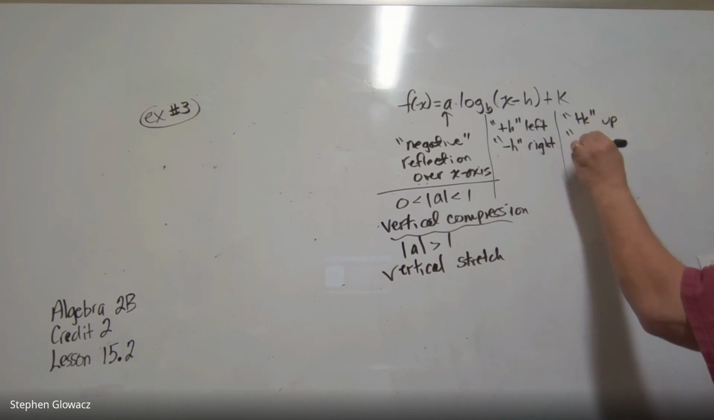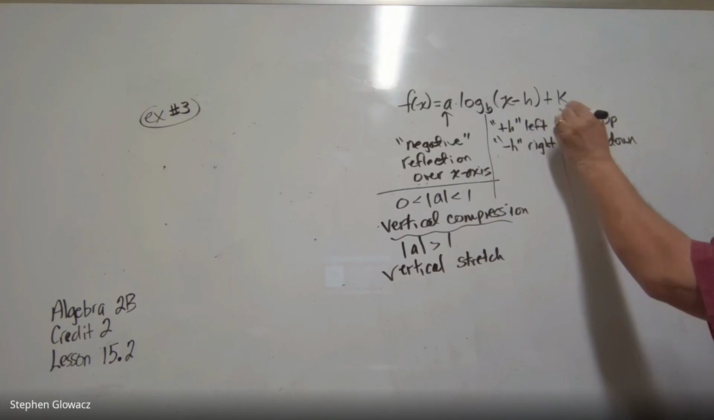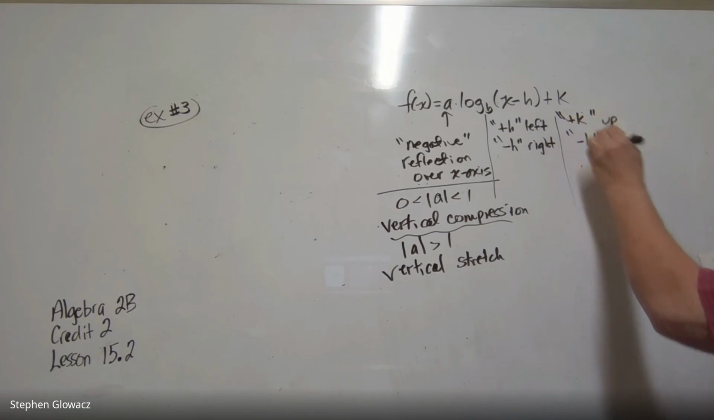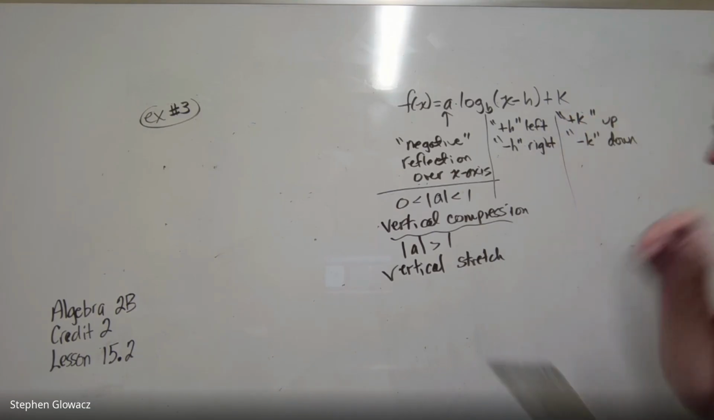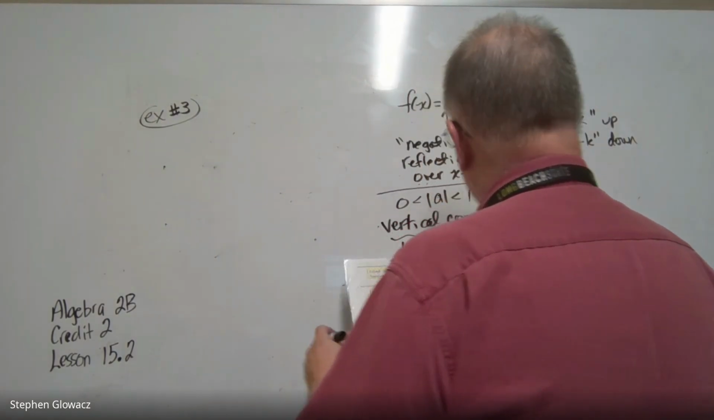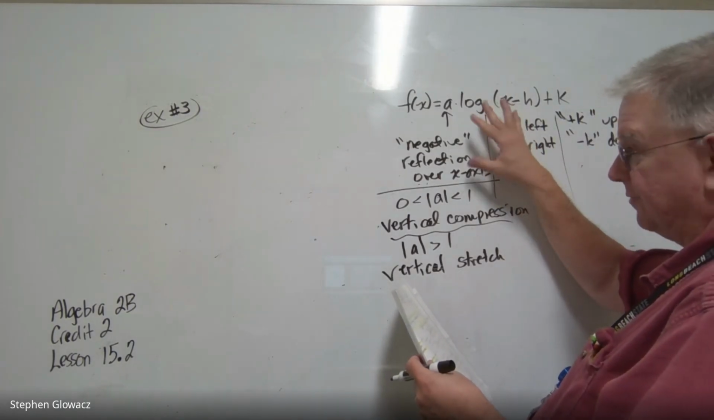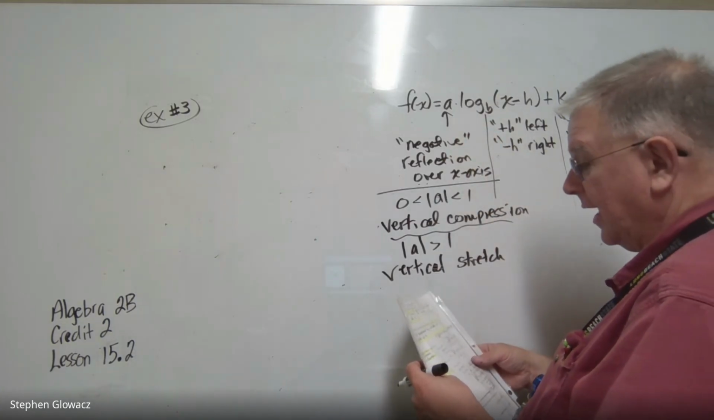And then minus K moves us down. Let's make that look a little bit nicer. All right, so using that information, let's talk about transformations on 3 and 4. So we have the base, that's not going to come into play with our transformations that we're discussing here. So let's take a look.